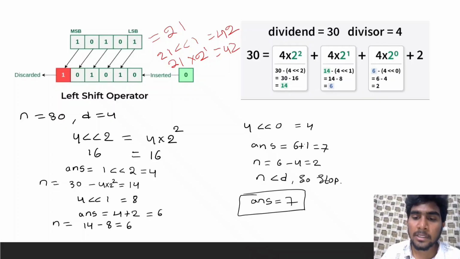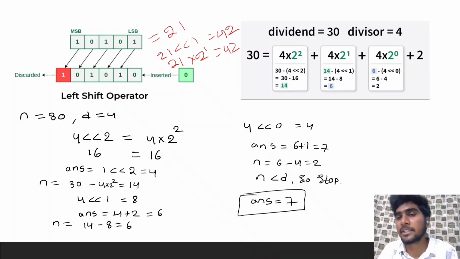So we will stop. n is equal to 6 minus 4, 2. We want always n to be greater than d. Here n is less than d, so we can stop. Let us see, dividend is equal to 30, divisor is equal to 4. The maximum possible number we can achieve using shifting operator is 16.